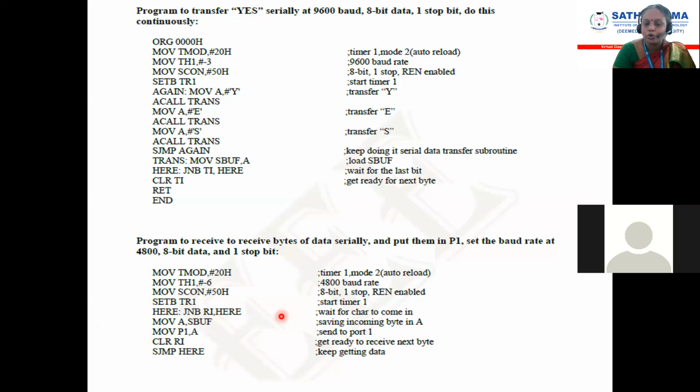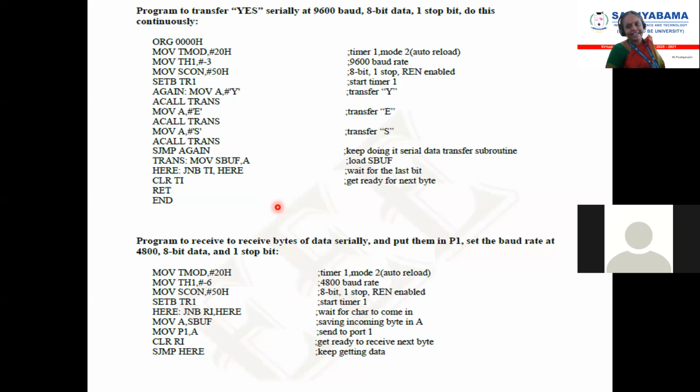Are you clear? You imagine, I'm sending "yes", y e s, all single characters, but it has the capability to send data at 9600 bits per second and receive data at 4800 bits per second. Within a second I can send 9600 bits, and I will receive 4800 bits. Can you understand or not? So that much data can be sent as well as received. These two programs are very sufficient for serial communication.